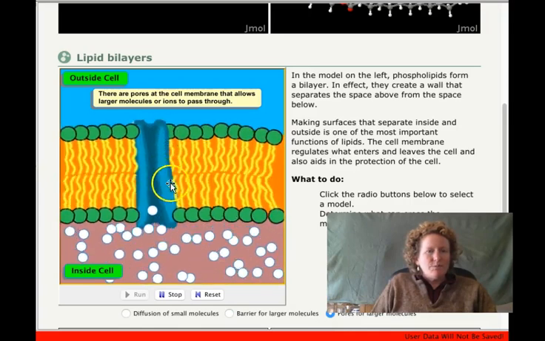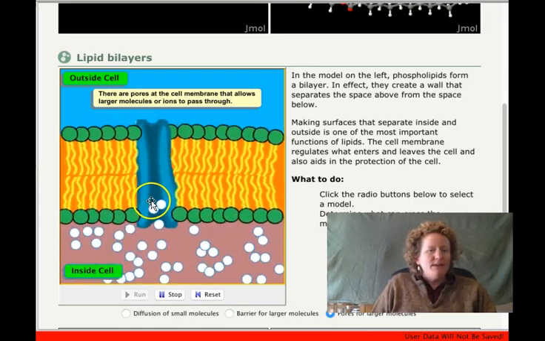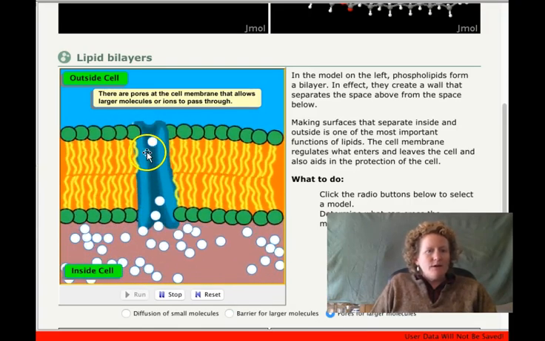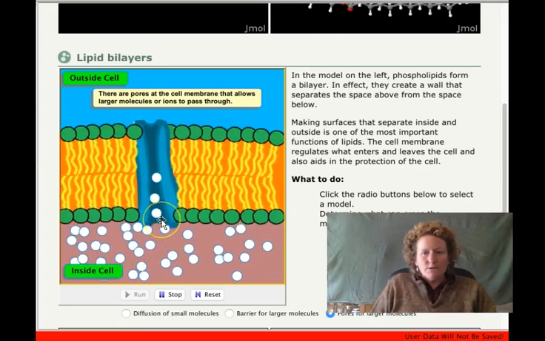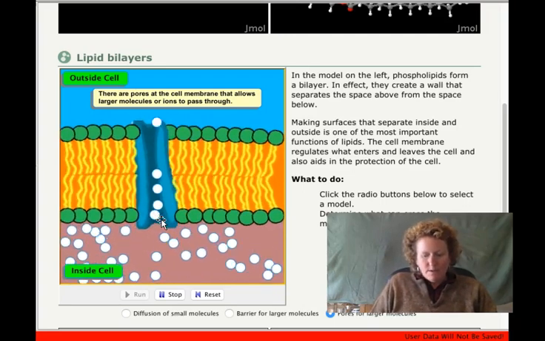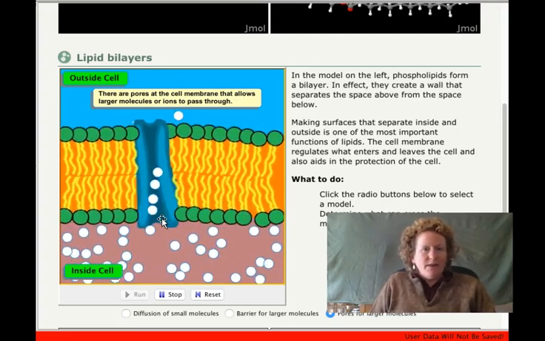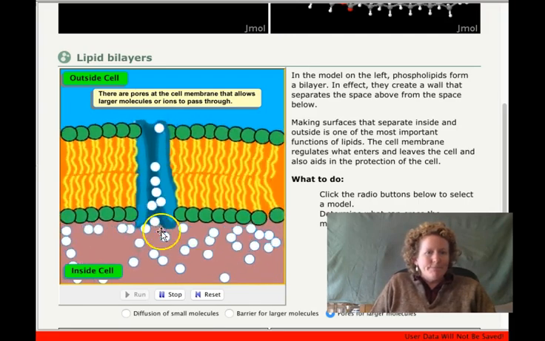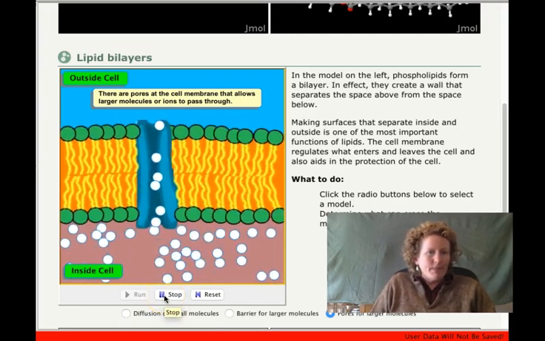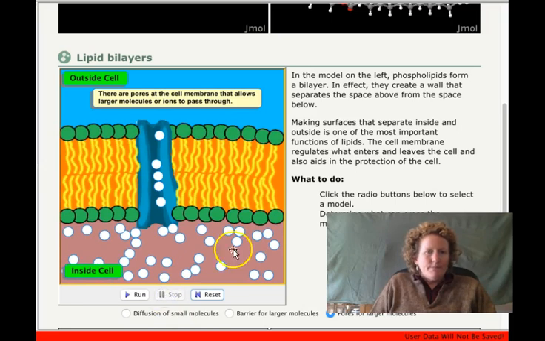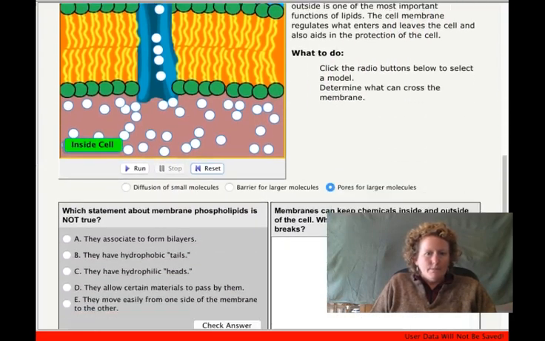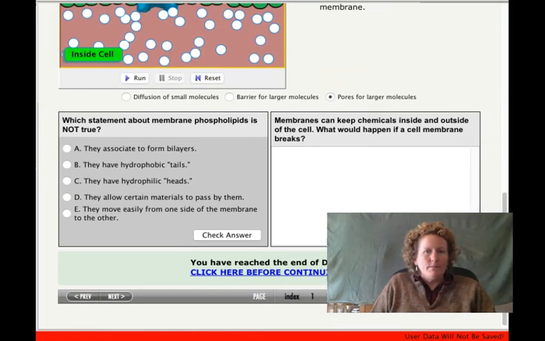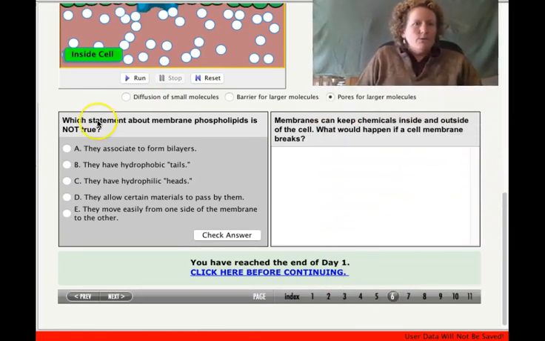This is a special protein that's embedded in the cell membrane that helps these larger molecules cross, and it can also help ions cross as well, but that would be an ion pump, and we'll talk about that later in this next semester. So, which statement about membrane phospholipids is not true?